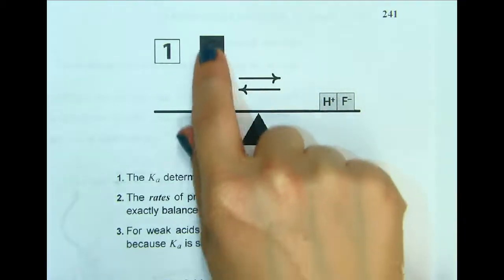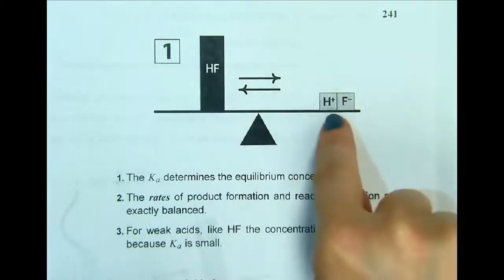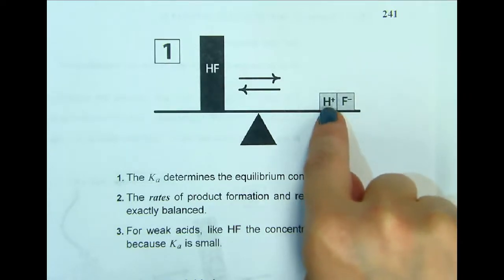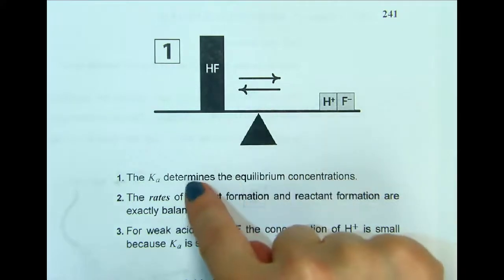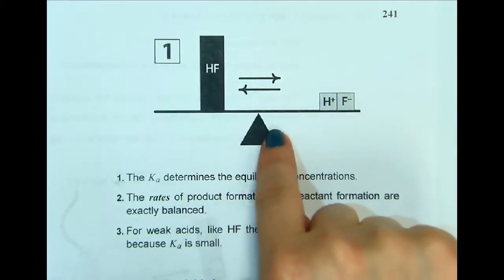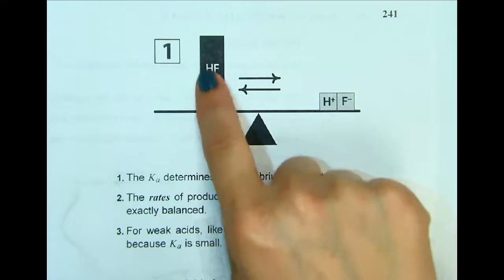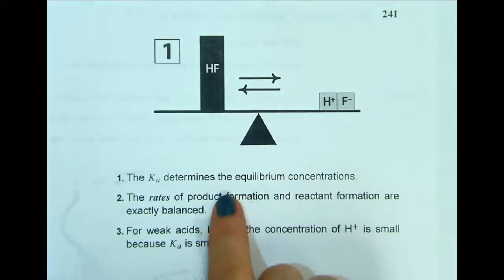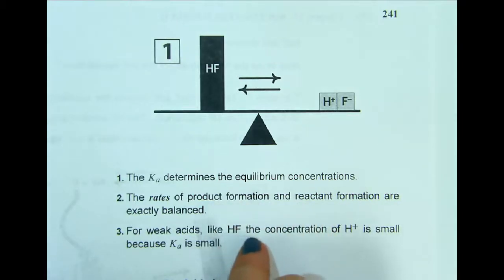So we have this much hydrofluoric acid, and we have a low ionization of hydrofluoric acid, which is why we have little products. So there's a very small Ka value for this equilibrium because it lies with mostly reactants when it is at equilibrium. The rates of product formation and reactant formation are exactly balanced. For weak acids like HF, the concentration of H+ is small because Ka is small.